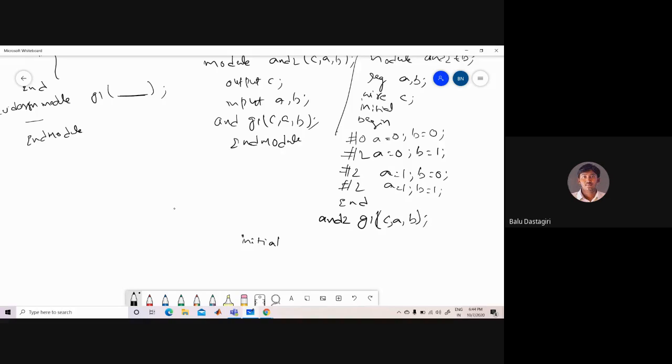Before that, there are some system tasks. If I use a system task known as monitor here, I can get the waveforms. Apart from this, the values will be plotted. If you are using the monitor or display commands, the output values will be plotted. So initial monitor.